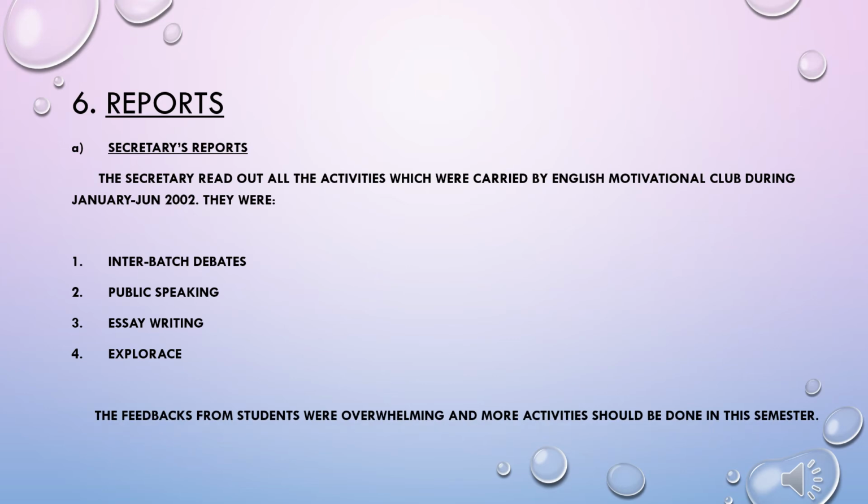Okay, the next item, item number 6, is report. Usually, a report is one of the important things to be discussed, and the secretary will specifically write about it. How do you write it? You have to put everything. You have to inform, explain and elaborate what the report is. For example, the secretary read out all the activities carried out by the English Motivational Club during January to June 2002. What are the activities? Number 1, number 2, number 3, number 4. You can use points or numbering in this item.